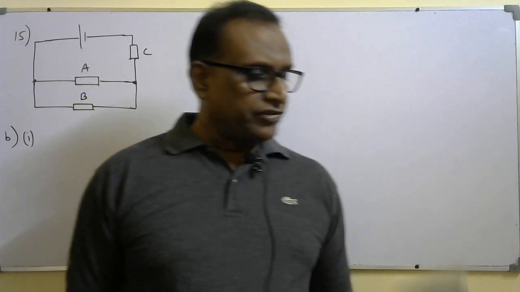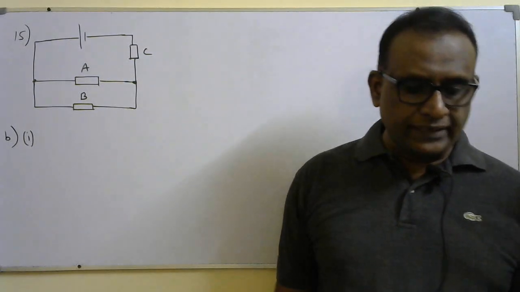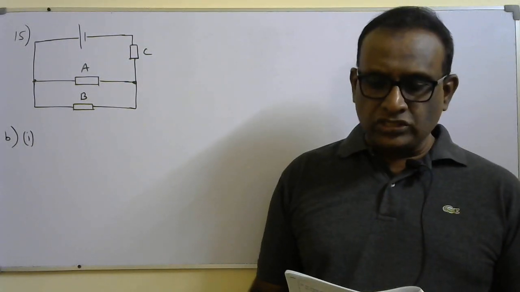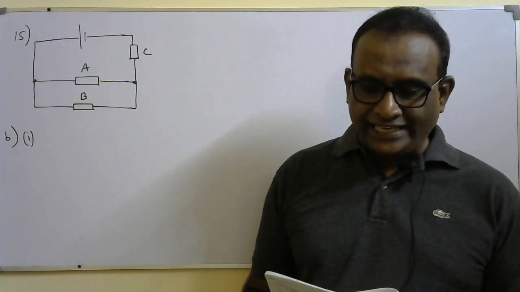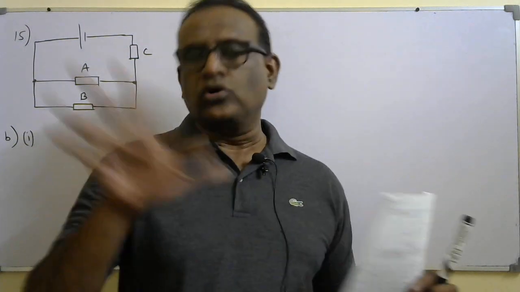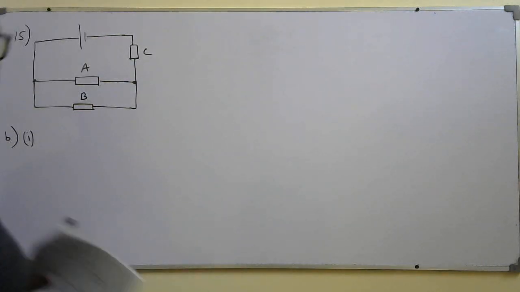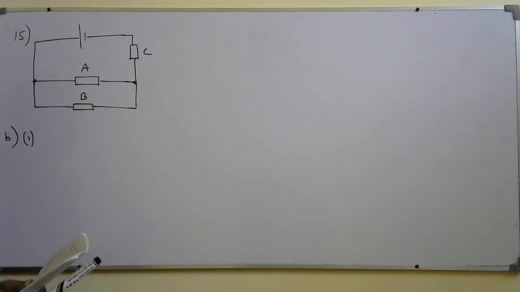Okay, so question number 15, B part, first part. Calculate the total resistance of the circuit, resistance of each resistor 12.5. So all three are identical resistors, each of them has a resistance of 12.5 ohm. So we need to find the equivalent resistance.